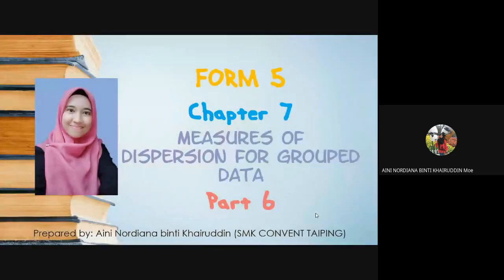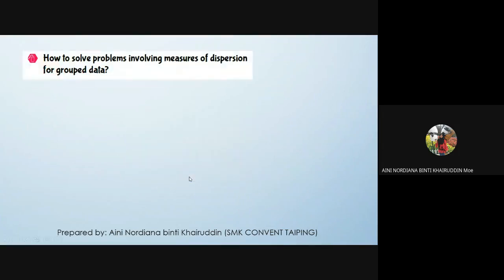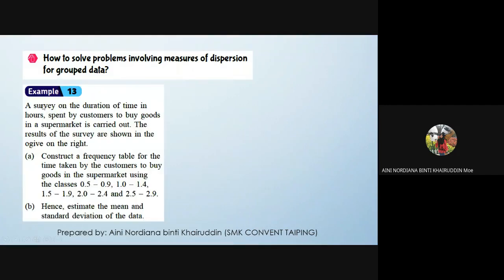Okay, this is the last part for chapter 7. Learning standard for today's lesson: solve problems involving measure of dispersion for group data. How to solve problems involving measure of dispersion for group data? So have a look at this example. A survey on the duration of time in hours spent by customers to buy goods in a supermarket is carried out. The results of the survey are shown in the ogive on the right.